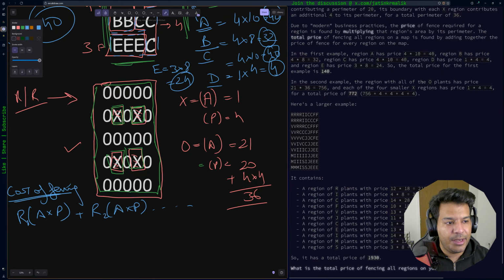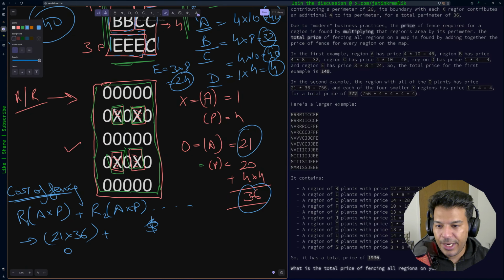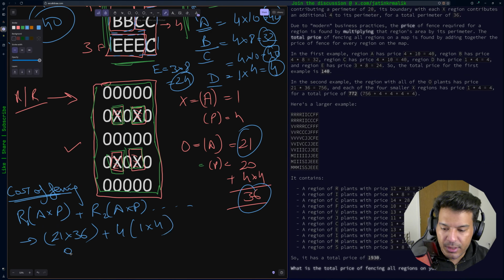Similarly here, it said the O plant has a price of 21 into 36. We already calculated 21 and 36. So if you have to calculate the cost below this, it would be 21 into 36. That's the O. Plus we have X, so 1 into 4. So we have 4 into 1 into 4. I'm just improvising on the maths. So that would be for X. And the total answer comes to 772. That is for this puzzle.